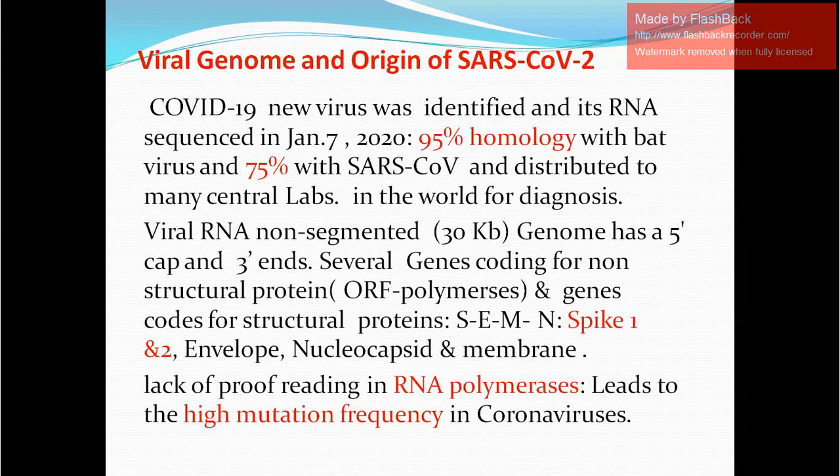The genome and origin of SARS-CoV-2: it is a new virus that was identified and isolated, and its RNA was sequenced on January 7, 2020. They found 95% homology with the bat virus and 75% with the SARS virus. This sequence of the virus was distributed to many central labs in the world for diagnosis and to do research on it, in the gene bank. The viral RNA is not segmented.